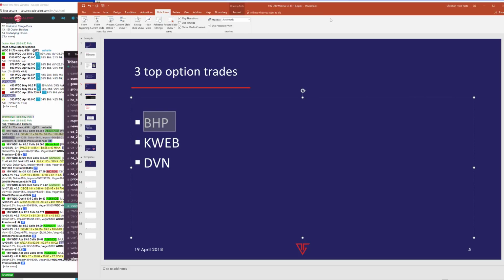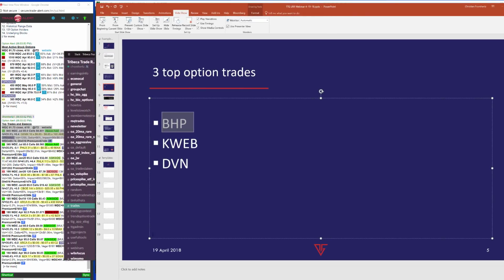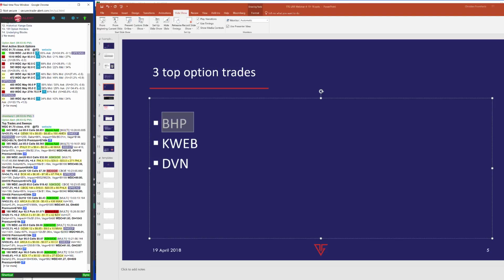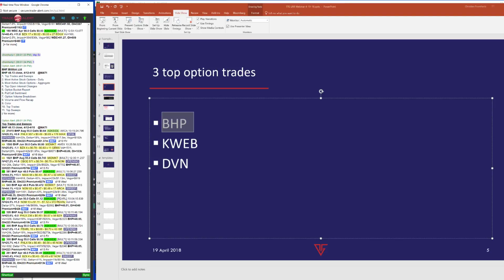But anyway, these three I think are very interesting. BHP is sitting at my cost basis, so I will show you the trade on the tape. Webb, anything else you want to add before I start going over some of these trades?